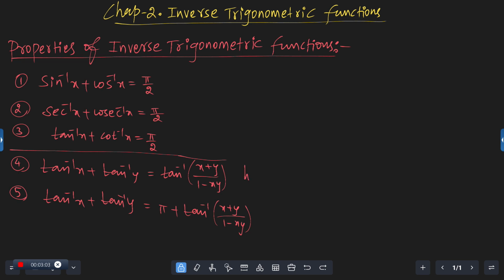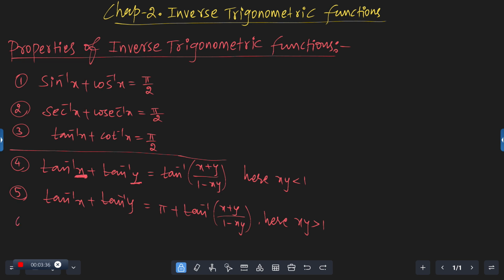So here, for the fourth, when you take the product of x and y, it must be less than 1. And here, for the fifth, when you take the product xy, it will be greater than 1. So if it is greater than 1, we have to use the fifth formula, or else the fourth formula. There is only one difference, they are adding pi.